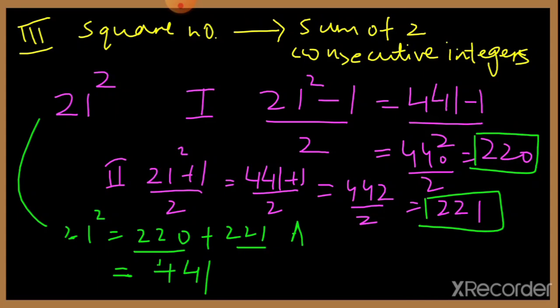So this is the answer, that 21 square is equal to the sum of 220 and 221, which are two consecutive integers. Same way, we can express any square number as sum of two consecutive integers by finding the first integer as (n square minus 1) by 2 and the second integer as (n square plus 1) by 2. I hope the concept is clear to all of you.